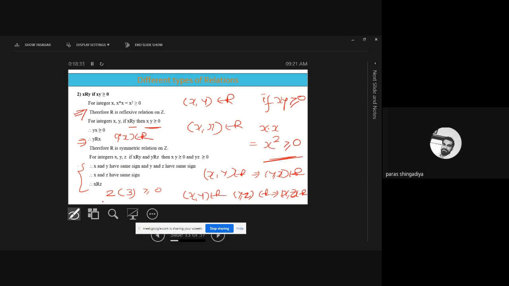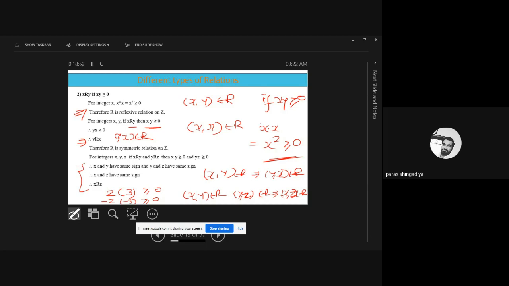And if both are negative also, -2 and -3, then it is also a positive answer. Okay, x and y have the same sign. Both must have the same sign, only then it is possible. Otherwise it is not possible. If any of the signs is different, plus or minus, then you will get a wrong answer. Hence it is not a greater than or equal to 0 answer.